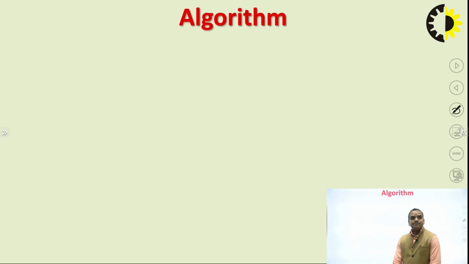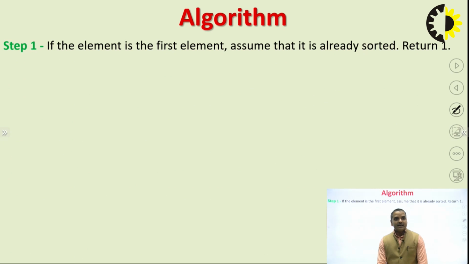The next topic is the algorithm. These are the steps which show how to sort the given elements in a particular order. The first step is, if the element is the first element, assume that it is already sorted, return 1. That means if the given array has one element, in that case we return the value as entered, and there is no need to call the function for execution of the sorting algorithm.